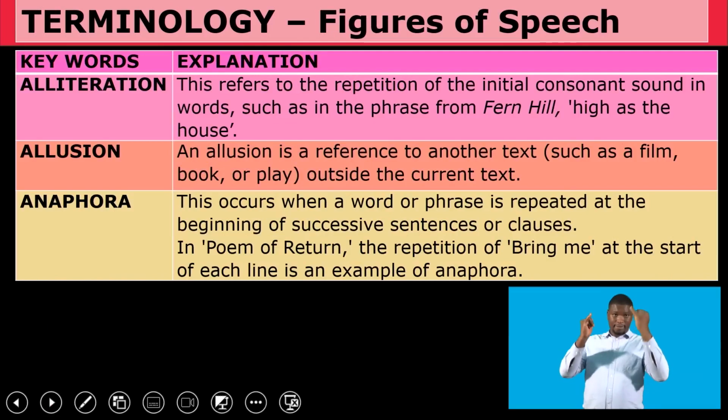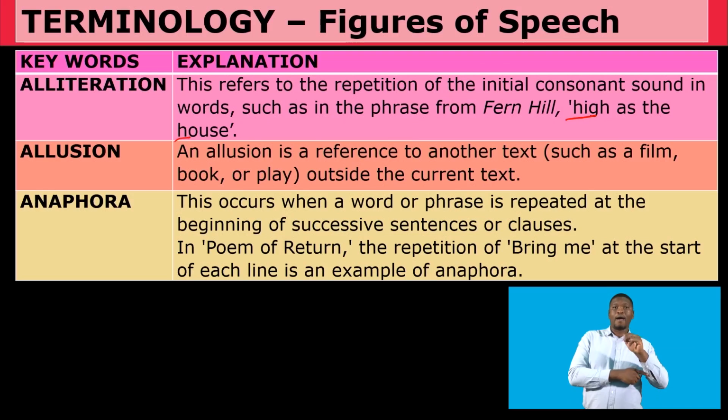Now let's look at the various figures of speech, which is very important to understanding imagery within a poem. Alliteration. This refers to the repetition of initial consonant sounds, like in Fern Hill, "high as the house," the H alliteration. Allusion. An allusion is a reference to another text. It can be a film, a book, or a play.